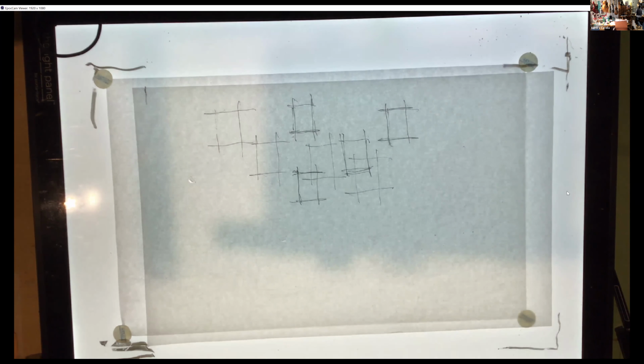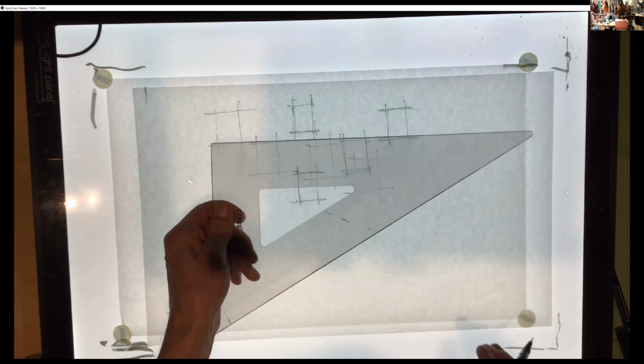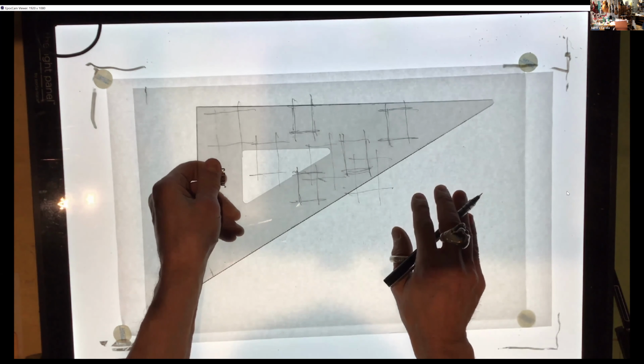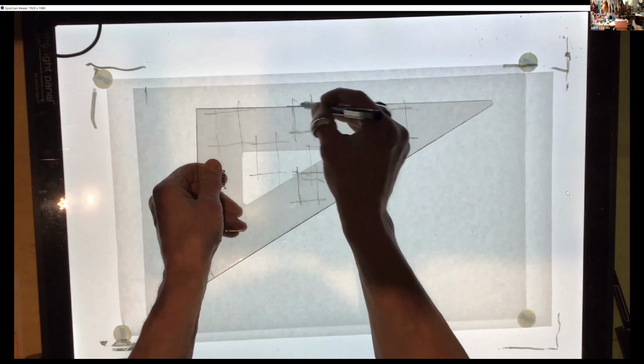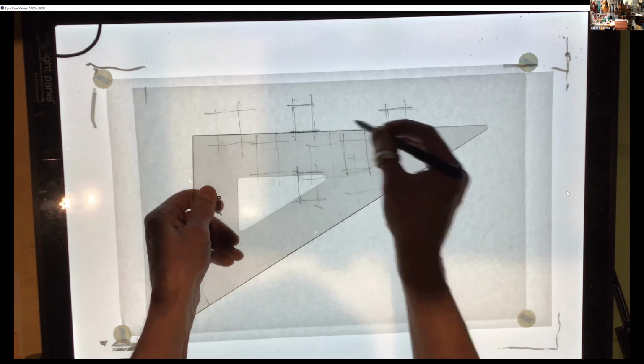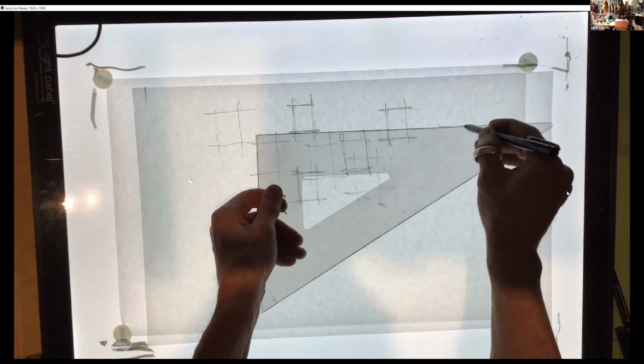If you feel the need to use a straight edge, I don't want you to rely on it, but it's okay to do this to check, right? Let's see.